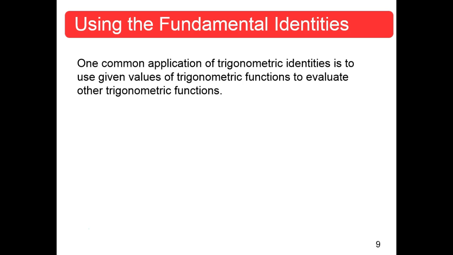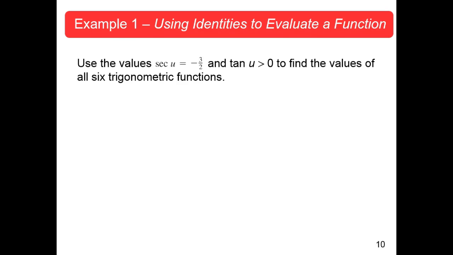Now, using the fundamental identities, okay? One common application of trigonometric identities is to use the given value of trigonometric functions to evaluate other trigonometric functions. And that's what we do in example 1. Use the value of secant u. You're given that secant u is equal to negative 3/2.